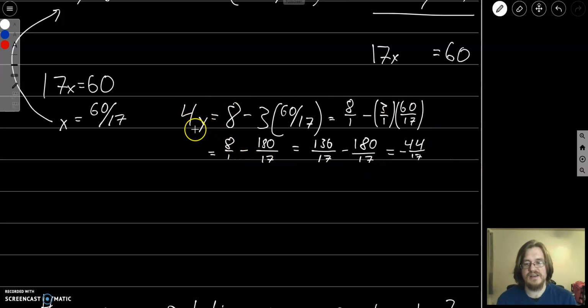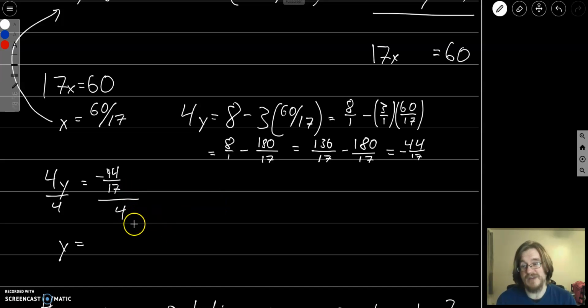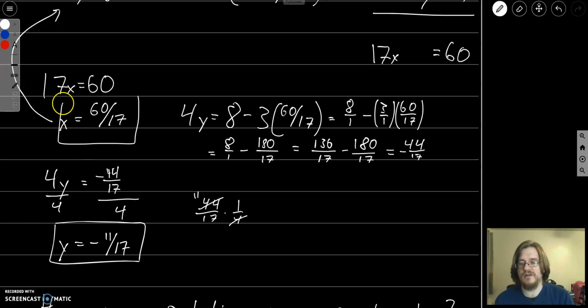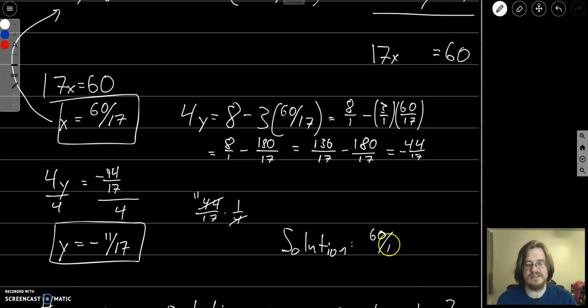So let's collect ourselves. Let's simplify this. On the left-hand side, I have 4y. And after I simplified the right-hand side, I had negative 44/17. I can divide both sides by 4. And when I divide a fraction by 4, it's the same thing as multiplying by a fourth. So again, I have 44/17 times 1/4. I can cancel a 4 and a 4 to be left with 11. So y is going to be negative 11/17. My solution is going to be 60/17, negative 11/17.